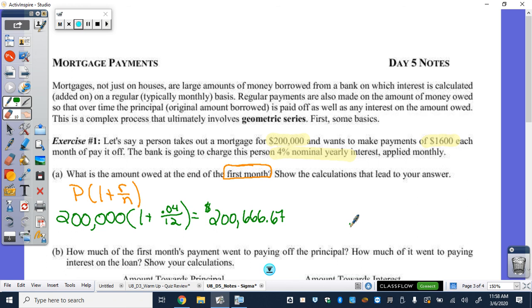So you should get $200,666.67. Let's make sure we understand. That's $666.67 in interest in 1 month. That is how much interest they're charged for 1 month. So now to actually figure out how much is left for them to pay, we subtract now their monthly payment.